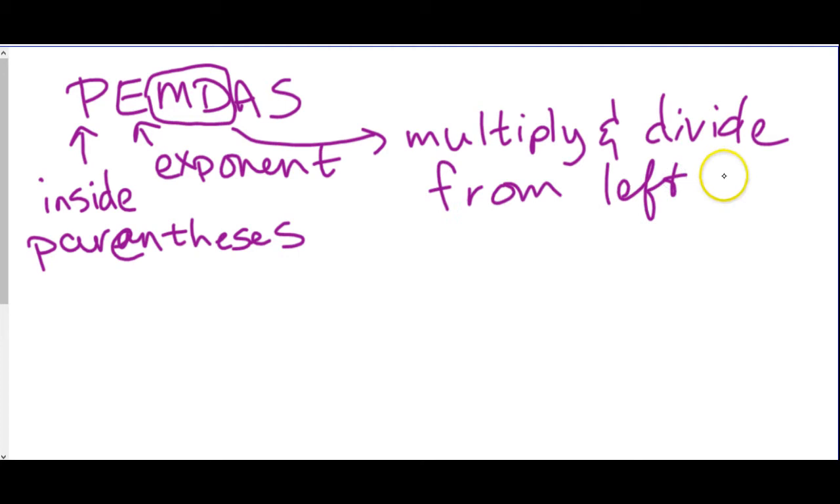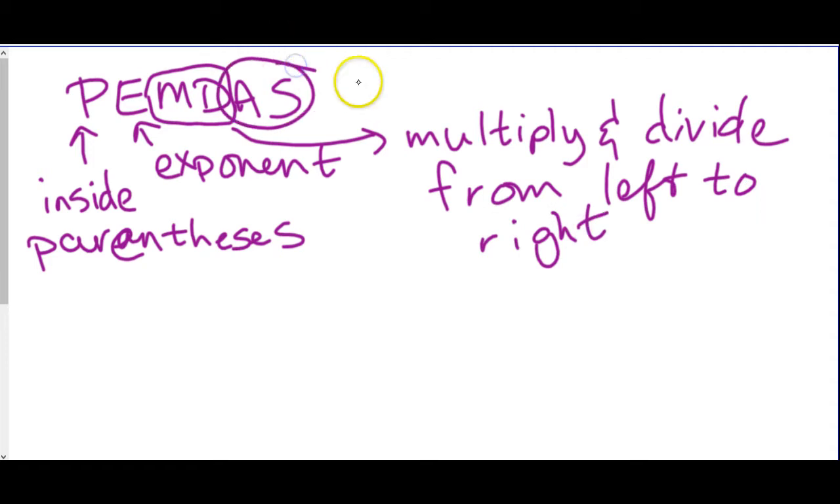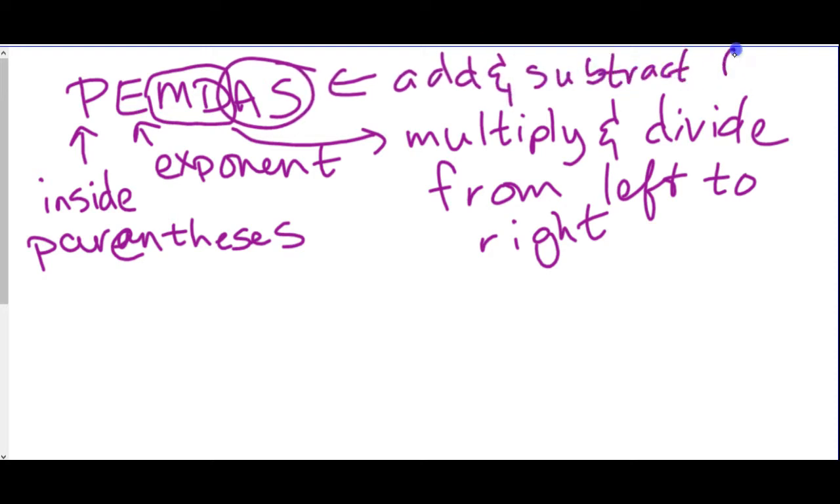If there's a whole long list of multiplication and division, we go from left to right. And then the last one, add and subtract. Same thing as multiply and divide. We do all our adding and subtracting together from left to right. So let's look at an example.